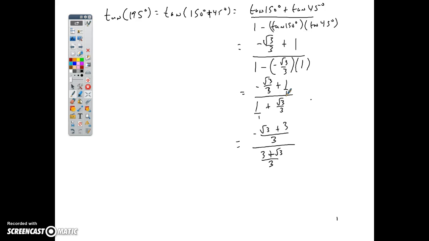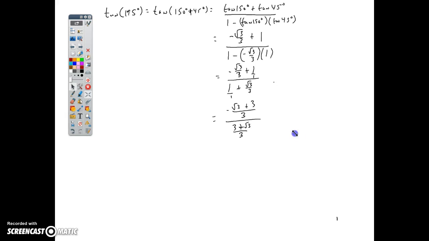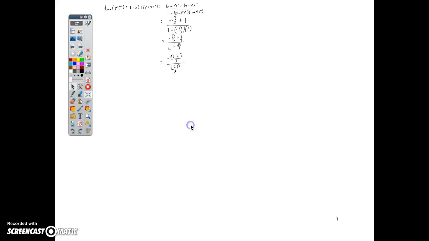All right, flip and multiply, right? Because it's fraction over fraction. What do I do when I have a fraction divided by a fraction? Flip and multiply. Okay, so I'm running out of space. So I'm gonna stretch this out, shrink this down to really small, and then I'm gonna keep going. Here we go. Flip and multiply. I get negative root 3 plus 3 over 3 times 3 over 3 plus root 3.